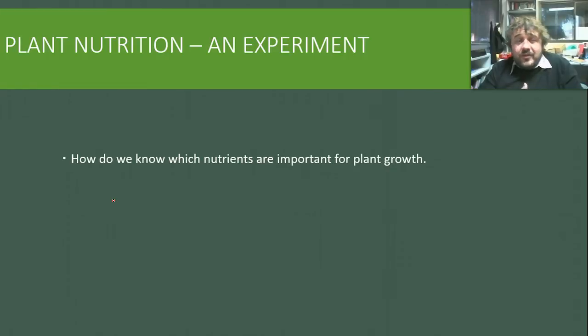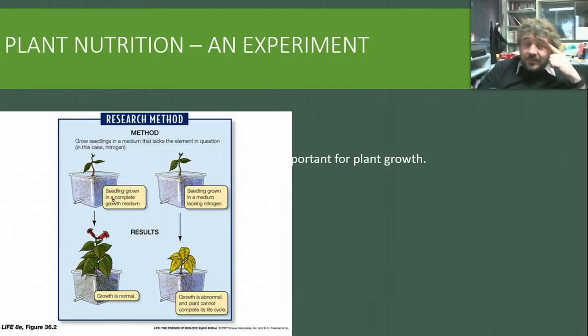So an experiment, right? How do we know which nutrients are important for plant growth and which ones aren't? Well, it's quite simple. You put your seedling in a water growth medium, and in that watery growth medium, you dissolve whatever the nutrient is. And then you see how it grows. So this one here has complete growth medium, so everything the plant needs. This one has the plant growth medium lacking just nitrogen. And you can actually do this for all the different micronutrients.